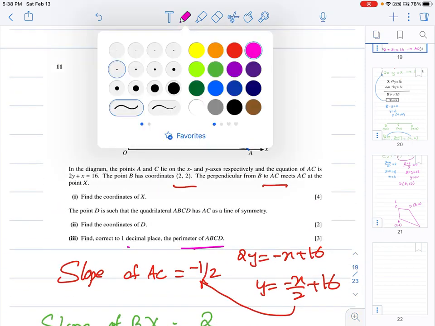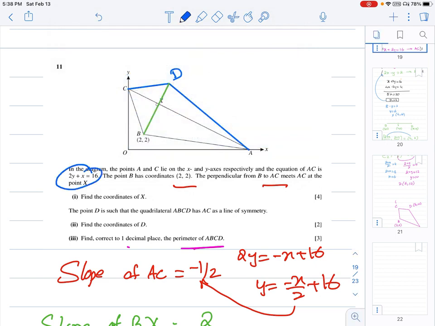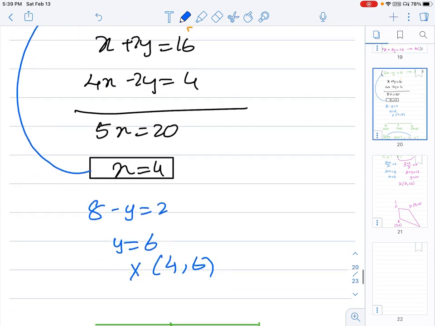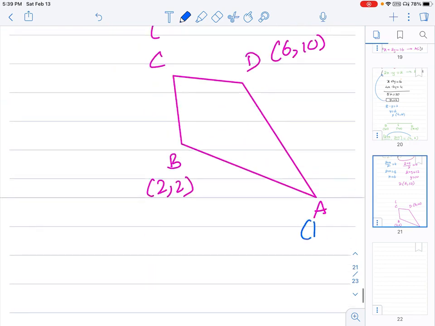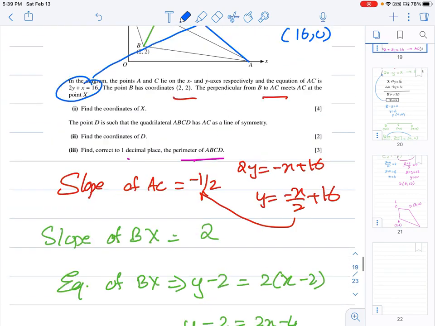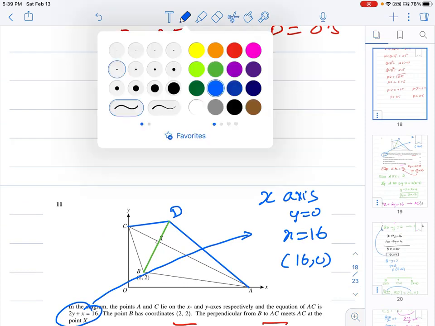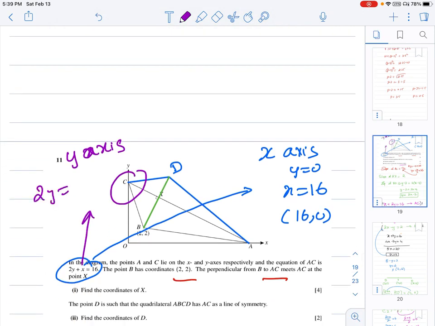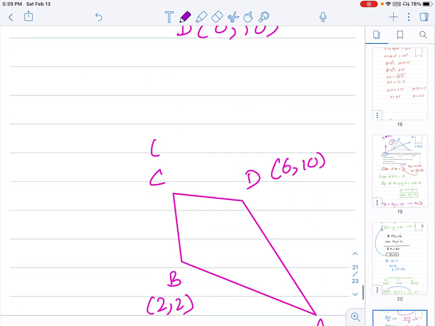A is on the x-axis, so y is equal to 0. Substitute y equal to 0 in that equation. So x is equal to 16. So A will be (16, 0). Go back and update the diagram. A is (16, 0). I need to get C also. Where is C? C is on the y-axis. Y-axis means x is 0. So 2y is equal to 16, y is equal to 8. So C is (0, 8).